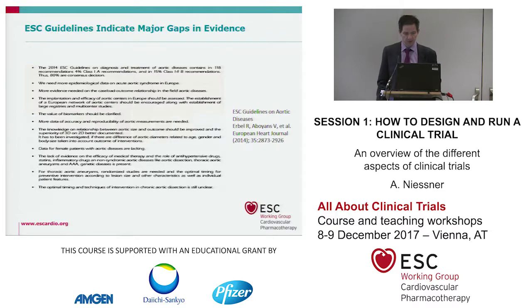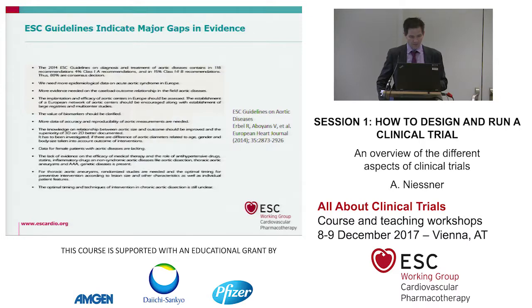So here we have an example. Sorry, it's pretty small, but I will read it to you. It's an example of guidelines, of aortic disease guidelines from 2014, and they identified major gaps in evidence. And if you go through it, then you really should think about starting to do research in aortic diseases, because there's no evidence. There are more gaps than evidence, actually.